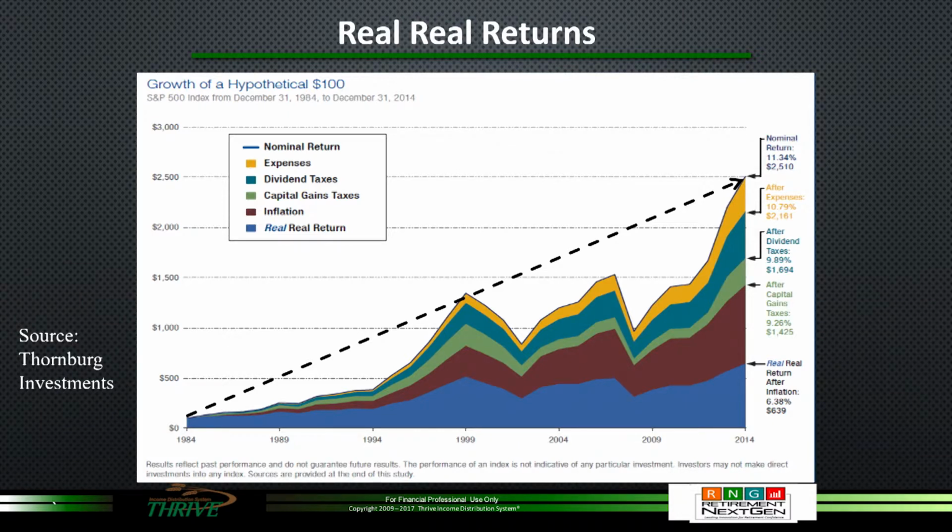However, just because the nominal returns of the S&P may actually be 11 or 12 doesn't mean that we as retirees or we as American investors are going to experience 12%. It's a misnomer. It's not true.